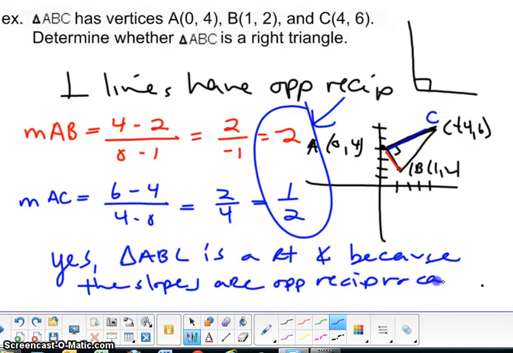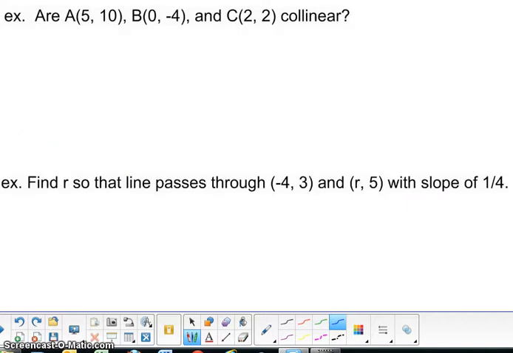Okay, so we have a conclusion. We have just proved that we have a right triangle. Now let's say we didn't get that right angle to begin with. I would also check the other ones to make sure that they're not opposite reciprocal, because you'd have to prove that they are not. But once we have one right triangle or one right angle, we know it has to be a right triangle. Alright, let's go on to the next one.